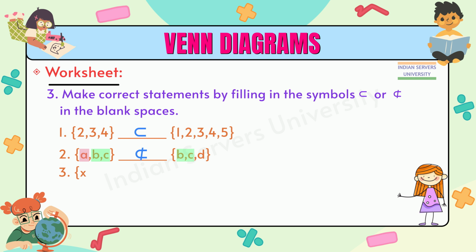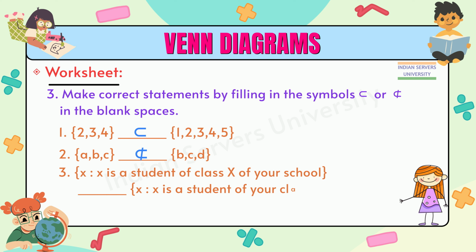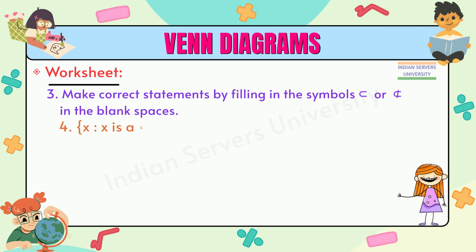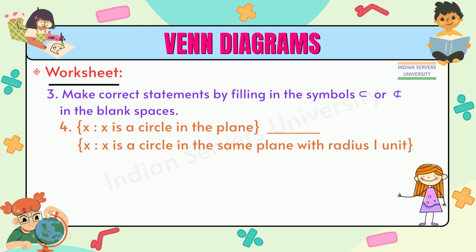Next one, set of x such that x is a student of class 10 of your class. Anani inko set em icharu, set of x such that x is a student of your class. Mee class ante mee school lo unnattu. So this is a subset. Next one, x such that x is a circle in the plane. Inko statement enti, set of x such that x is a circle in the same plane with radius 1 unit. Oka plane lo unde circle a radius aina undochu, but inkote em icharu, 1 unit radius maatrame undali annaru. So this is not a subset.